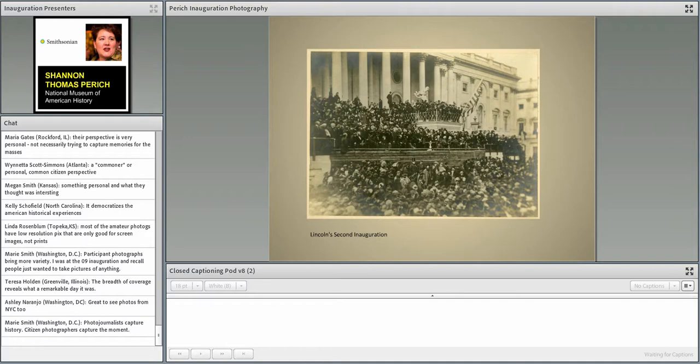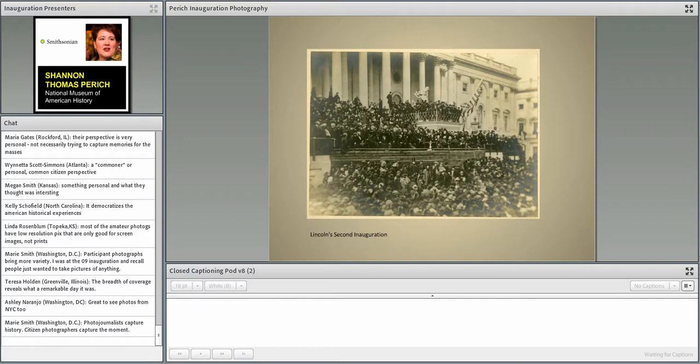So we've talked about different kinds of photographers. We've talked a little bit about technology. We've talked a little bit about the users and the makers and the functions of photography. So let's do some analysis. So this is a photograph of Lincoln's second inaugural address on March 4th, 1865.